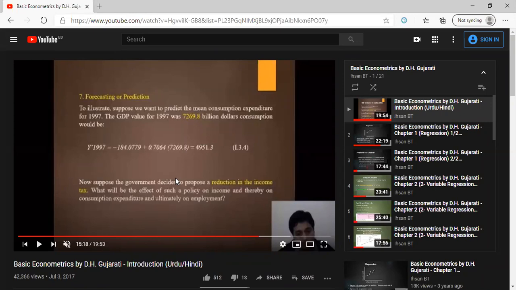Once you know beta 1 and beta 2, any X value you give me, I'll give you a Y value. Is that possible? Yes, that's possible. Because then you know how to draw the line. You know intercept, you know slope, you have drawn the line. Any X value, you will get a Y value.